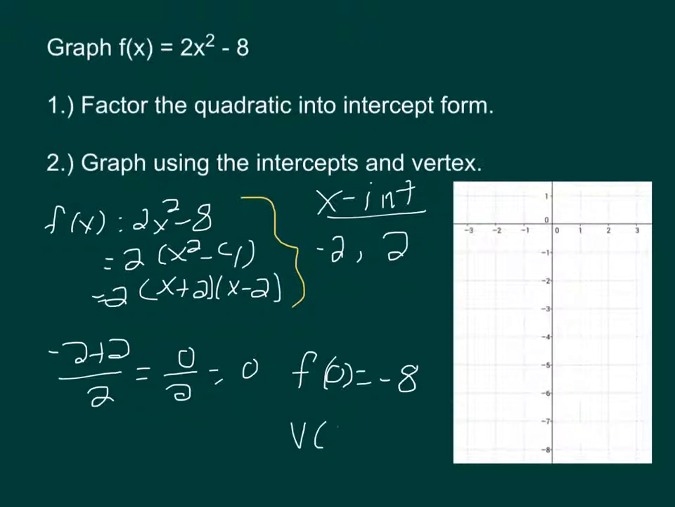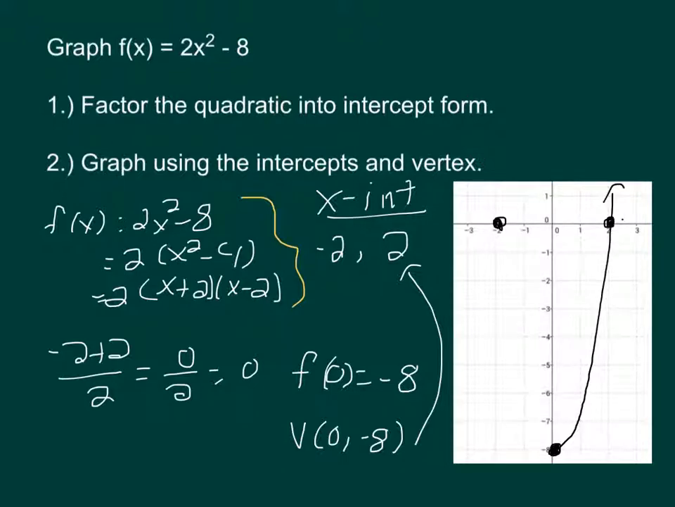So, because my vertex is 0, negative 8, and my x-intercepts are negative 2 and 2, it's pretty easy to plot. 0, negative 8 is down here all the way at the bottom of the coordinate grid. Then I've got positive 2 and negative 2 as my x-intercepts of this function. And I'm just going to connect them with a smooth curve. Try to be as symmetric as possible. And I feel pretty good about that one.